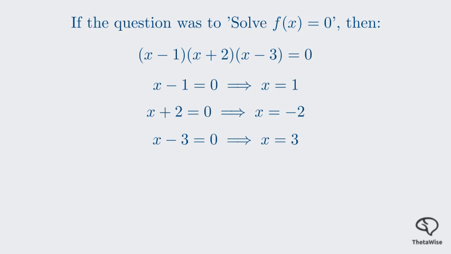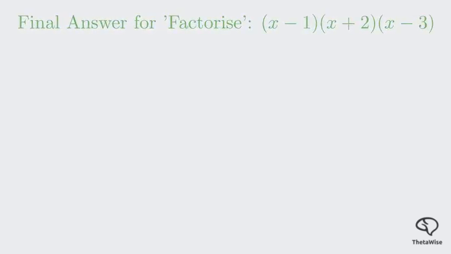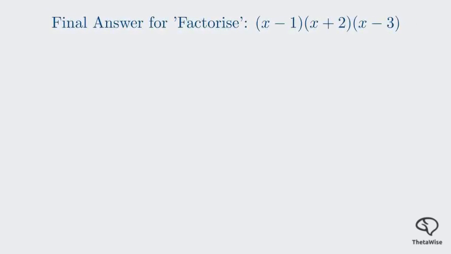The x-intercepts are the points where the graph crosses the x-axis, not just the x values. Therefore, if we were asked for the x-intercepts, the correct answer would be the points (1, 0), (-2, 0), and (3, 0). So, while the roots are correctly identified, they are the x-coordinates of the intercepts. The phrasing is slightly imprecise, but to reiterate the core point, for the question factorize, our final answer x minus 1, x plus 2, x minus 3 is complete and correct.